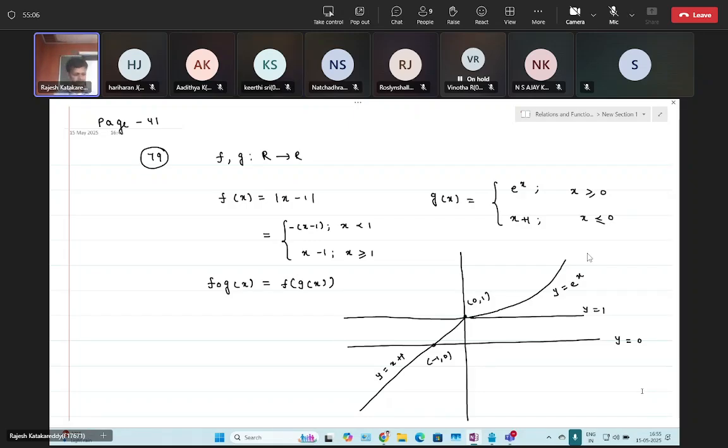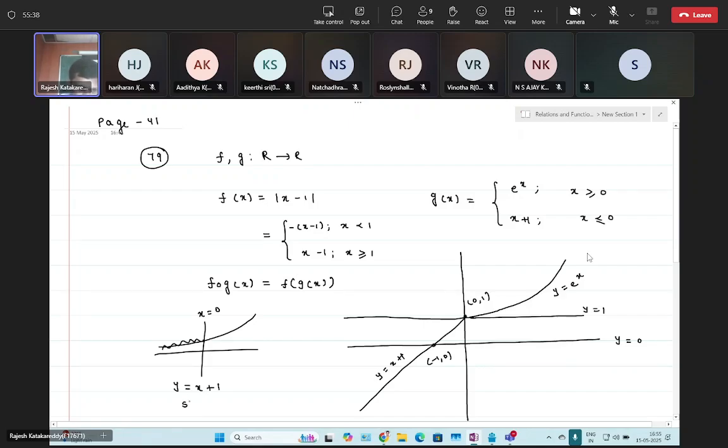Yes, sir. If you are in 11th grade with Akash, you will know the graph of e power x. Normally, e power x looks like this. They just need the portion when x is greater than 0, so I removed this part. Now, when x is less than 0, we have y equals x plus 1, a straight line. The slope of this straight line is 1. The y-intercept is also 1.